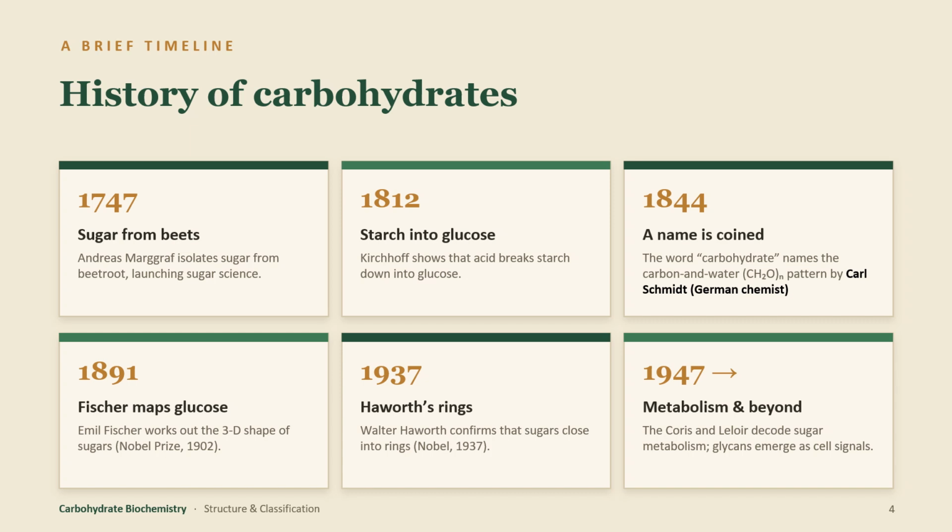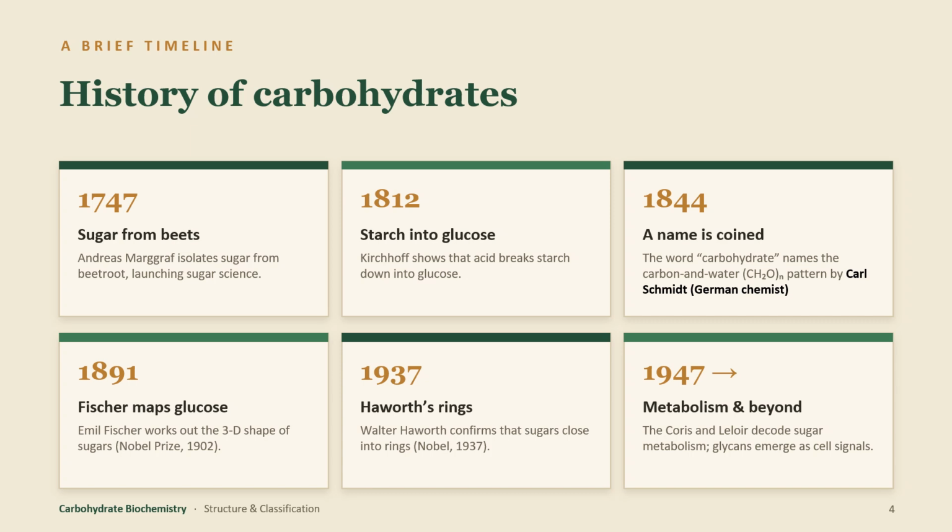If we see here, in 1747, sugar was first obtained from beetroot. In 1812, Kirchhoff showed that acid can break down starch into glucose. In 1844, the German scientist Carl Schmidt coined the term carbohydrate. In 1891, Fischer mapped the 3D structure, the 3D shape of glucose, the sugar, and he won the Nobel Prize in 1902.